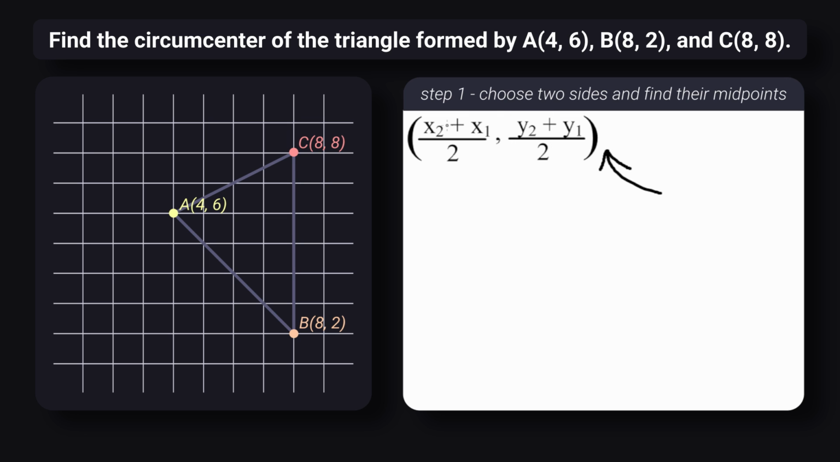So this is the midpoint formula. And basically what it tells us is that we need to add our x values, divide by 2, and that's the x coordinate of our midpoint, and then add the y values, and then divide it by 2, and that's our y coordinate of the midpoint.